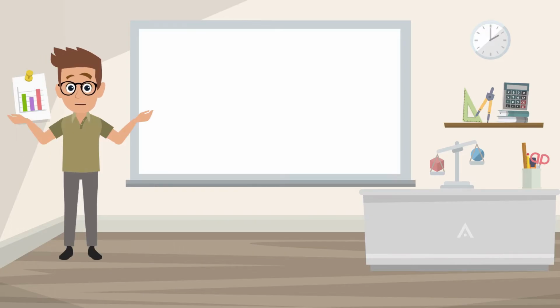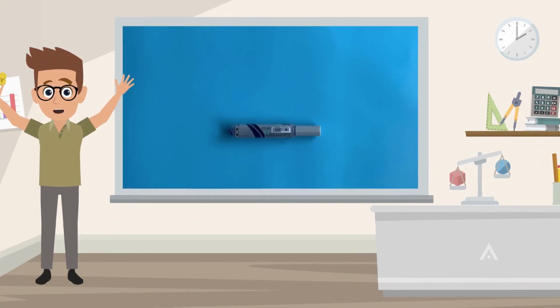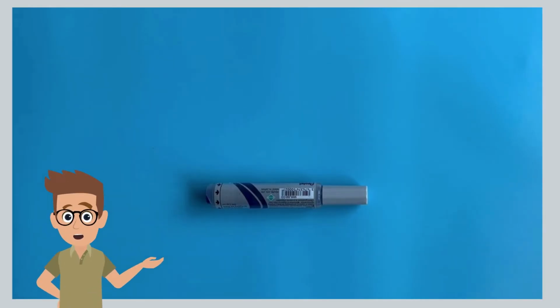Today, we will explore how to measure and compare lengths of objects using smaller objects. Let's find the length of this marker. We can measure its length using wooden cubes. We align the first cube to one end of the marker and count the number of cubes we need.